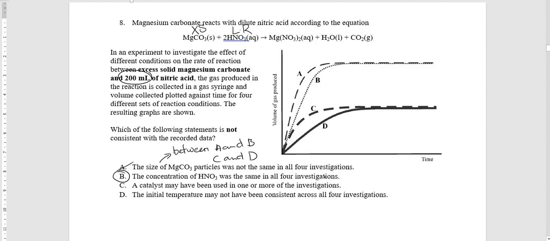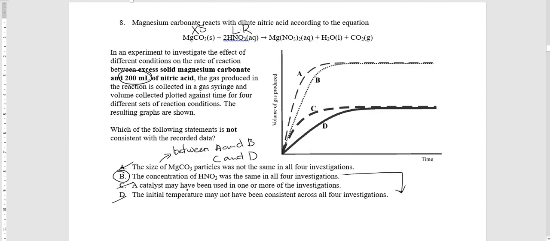A catalyst may have been used in one or more of the investigations. That definitely can be the case, but once again between C and D or between A and B, because you can see a difference in rate without changing the amount of products. The initial temperature may not have been consistent across all 4 investigations. That could have potentially happened as well. So the correct answer here is B.